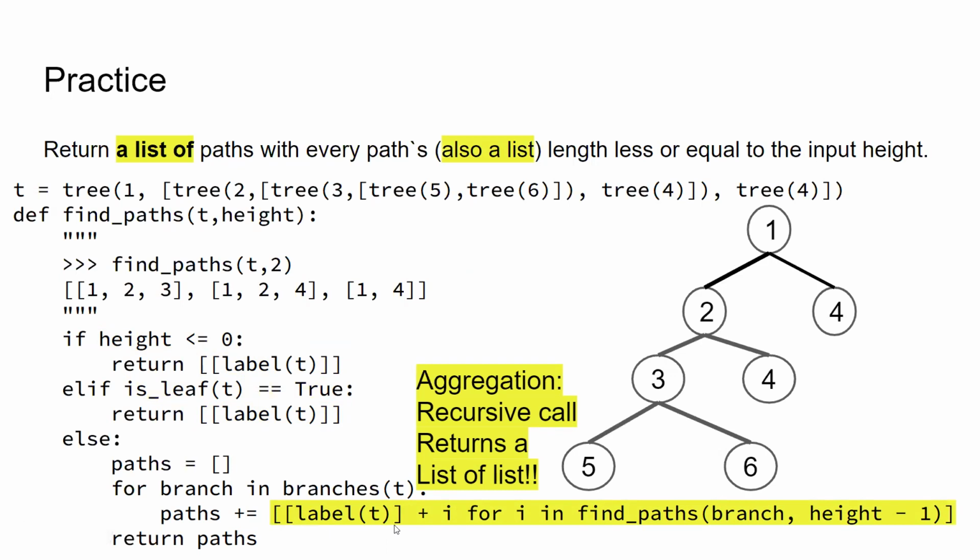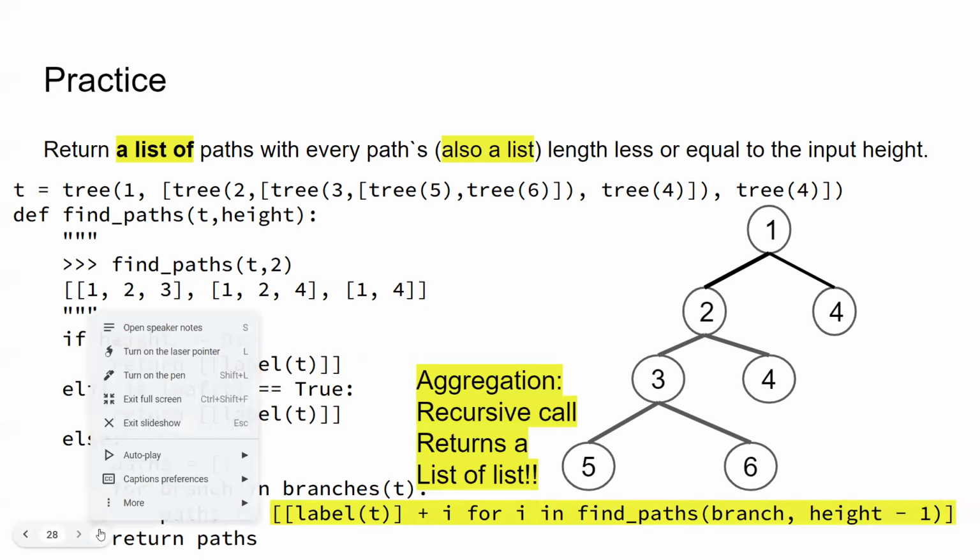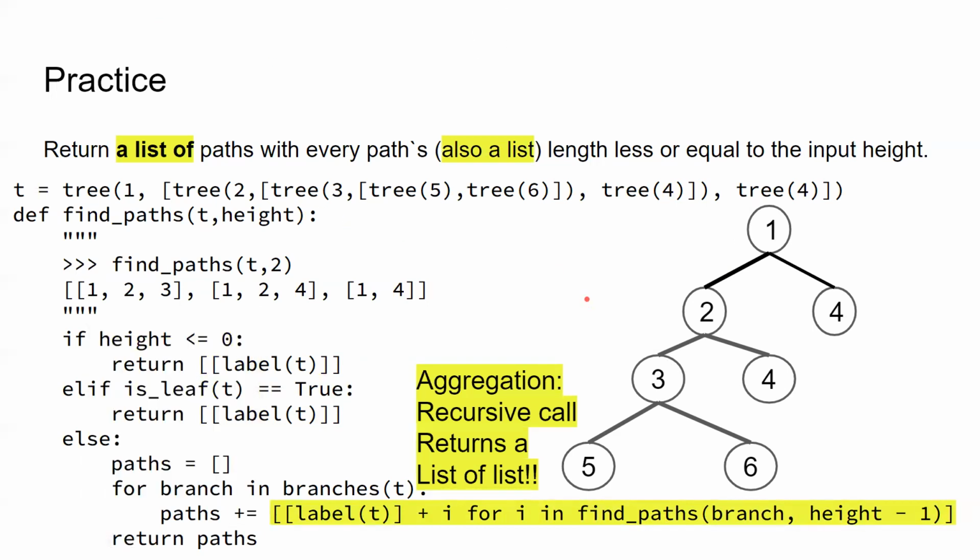So for each label of T, suppose I have 3 and 4, I will return to 2 here. So the label T will be 2, and then I have 2 branches. One is 3 and one is 4. Each has 1 element in the list. Because it constructs a list of lists, it will be list 3 for one branch and list 4 for another branch.